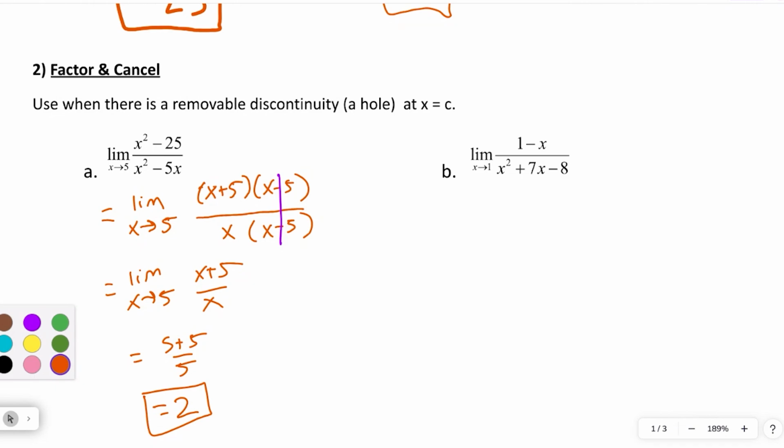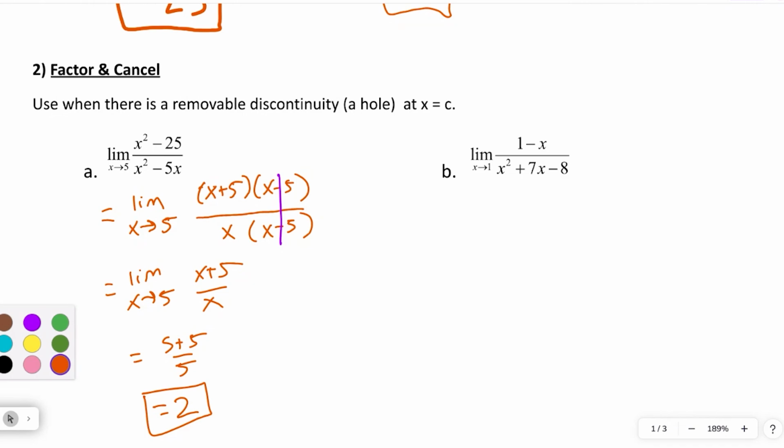All right, so let's try the next one. Now, how do you know that you're supposed to factor? Because it's not going to say, oh, factor and cancel. It's just going to give you the function. Really, if you see something that is factorable, go ahead and factor it. More likely than not, that's what's going to happen, especially if you're getting an x value that makes the denominator 0.